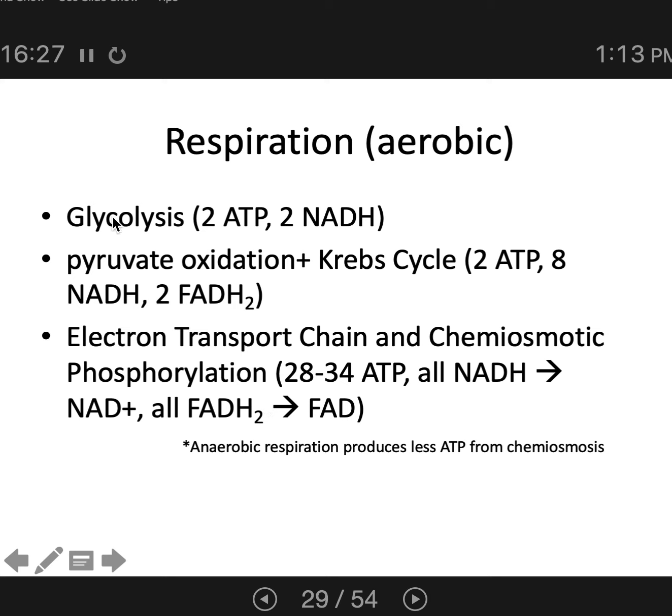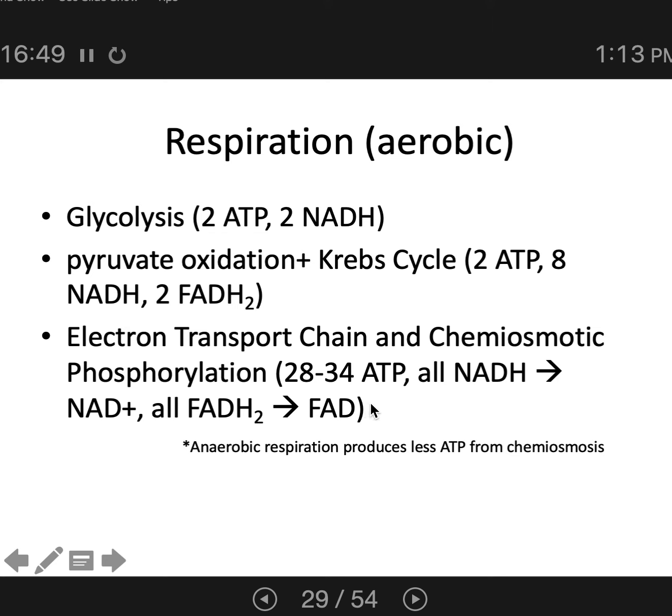So again, glycolysis: destabilize sugar. Pyruvate oxidation and the Krebs cycle: strip the food of electrons, which by the way is oxidation, right? When you take electrons from something, you're oxidizing it. Loss of electrons is oxidation. Leo the lion goes grr. So you're completely oxidizing those food molecules, completely stripping them of electrons.